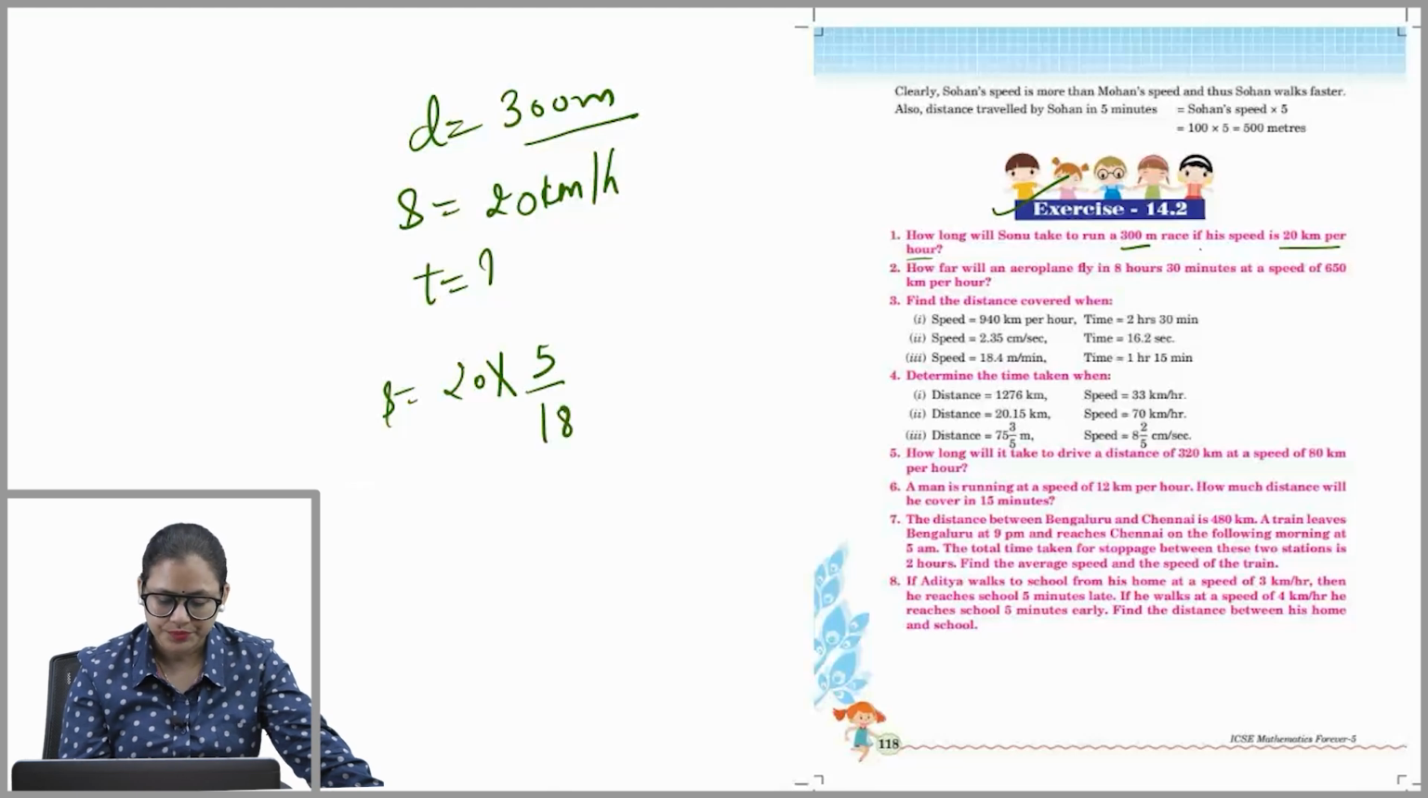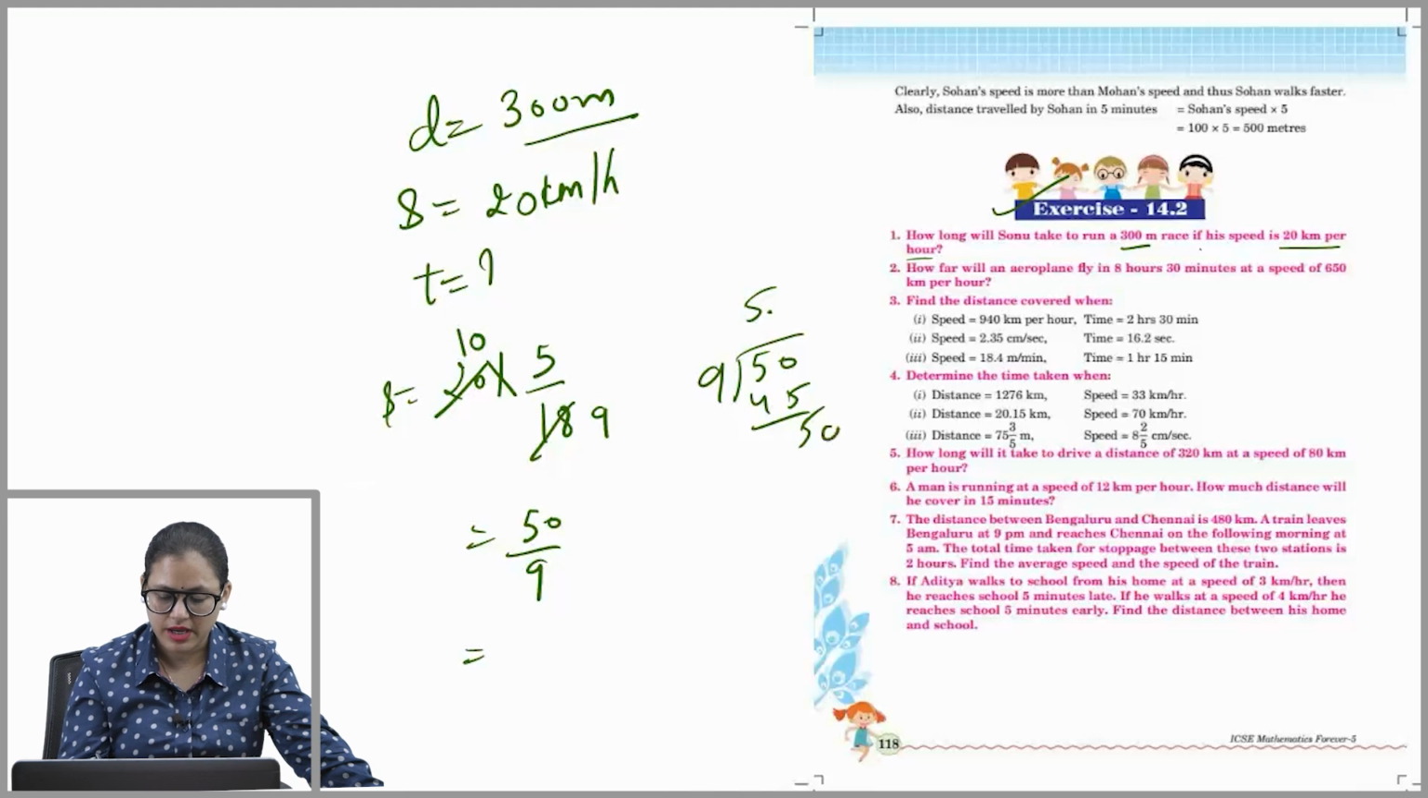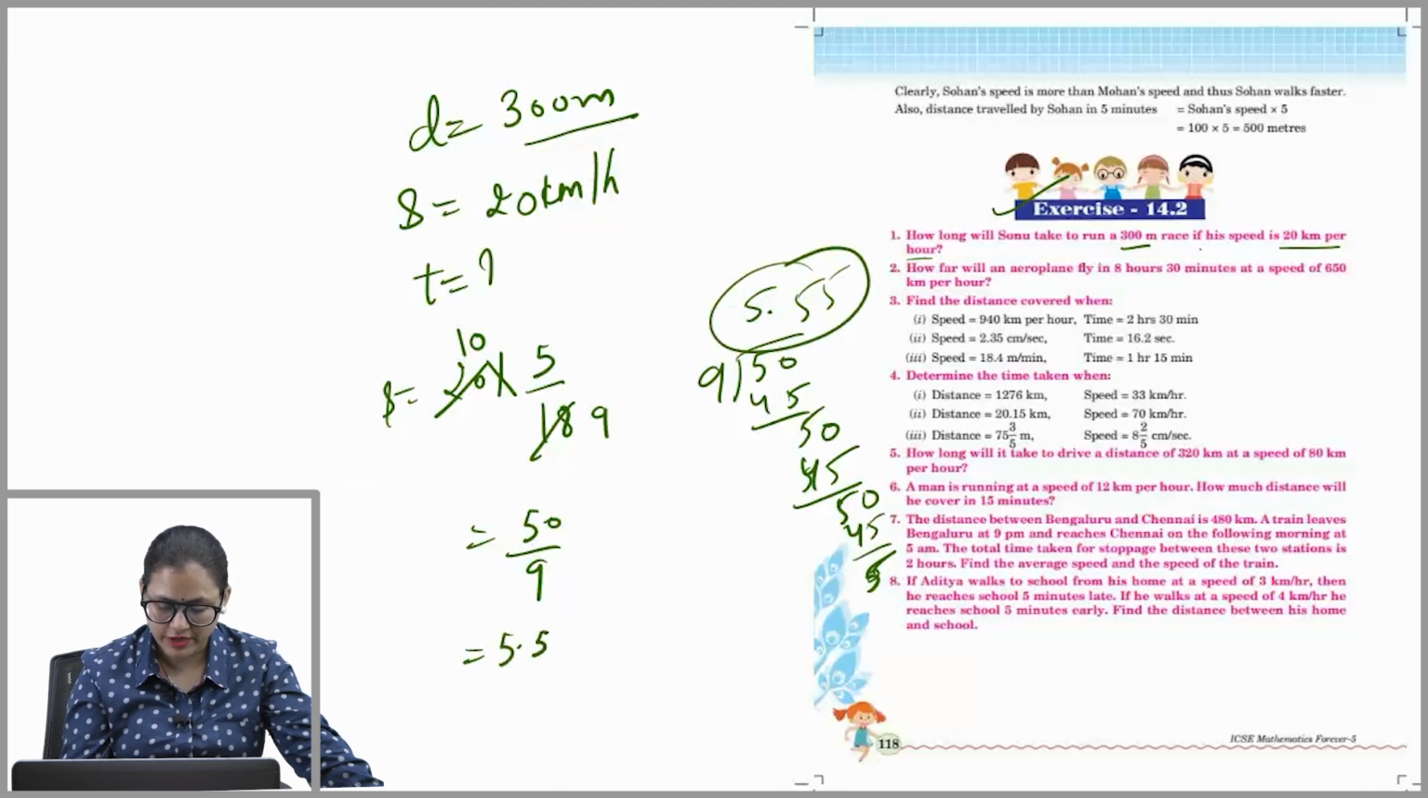Now, 2 tens are 20, 2 nines are 18. So 50 upon 9. When you divide it, you will find the answer. 9 fives are 45, 5. Then again 50, 9 fives are 45. It will never divide completely. So we will take 5.55 meters per second as the speed.